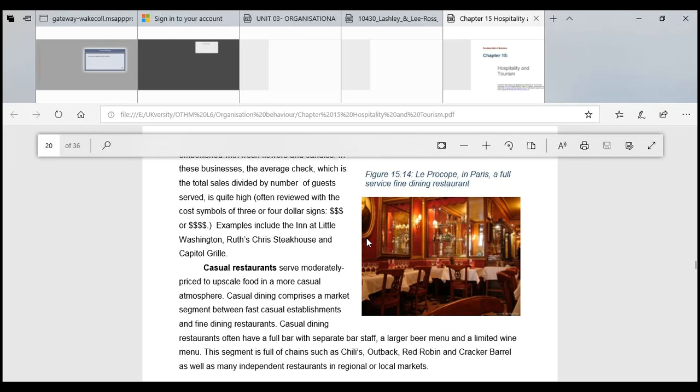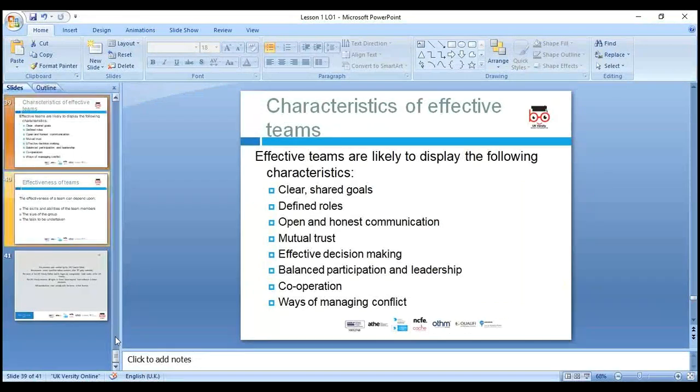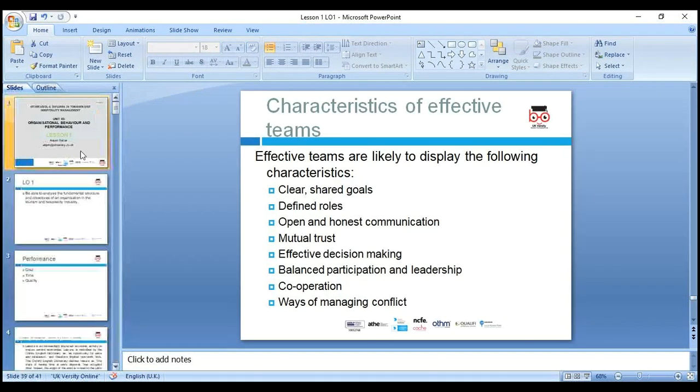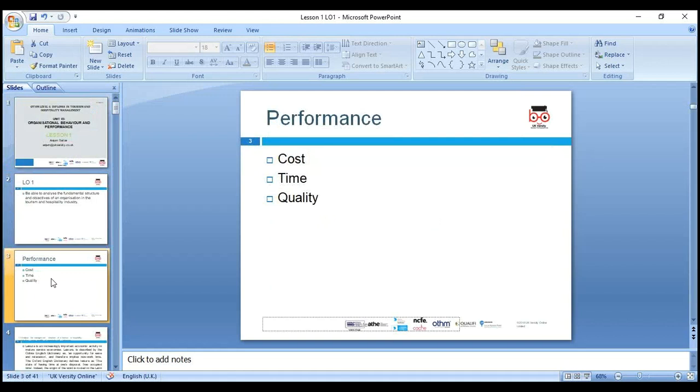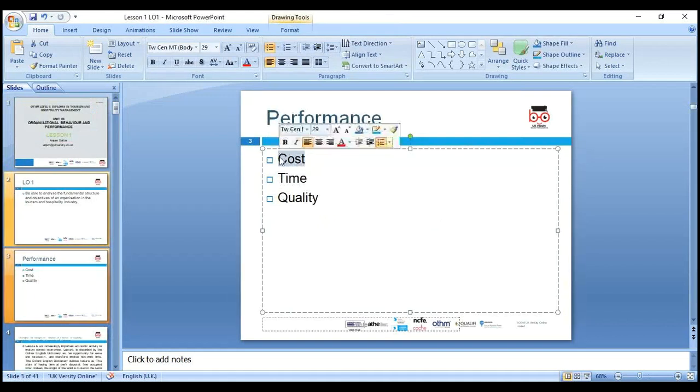Because the title of our unit is organization behavior and performance, how does behavior lead to or help improve performance? Whenever you want to measure performance, don't just measure it in profit. You look at the cost and the time. If I want to measure the performance of an individual, I look at how much time the person takes to complete the task. Because time itself is a cost.